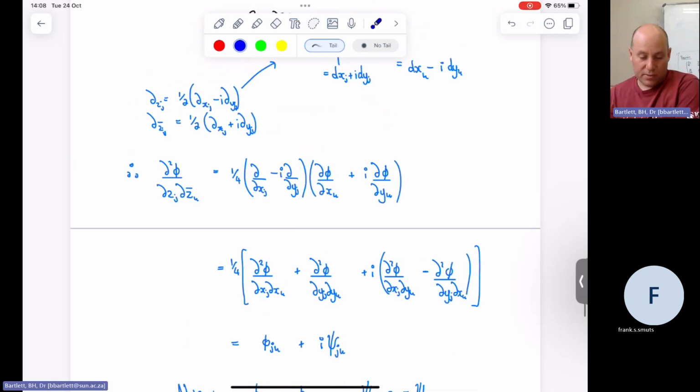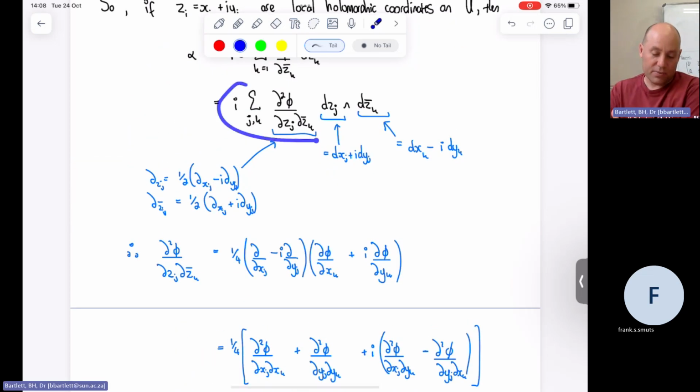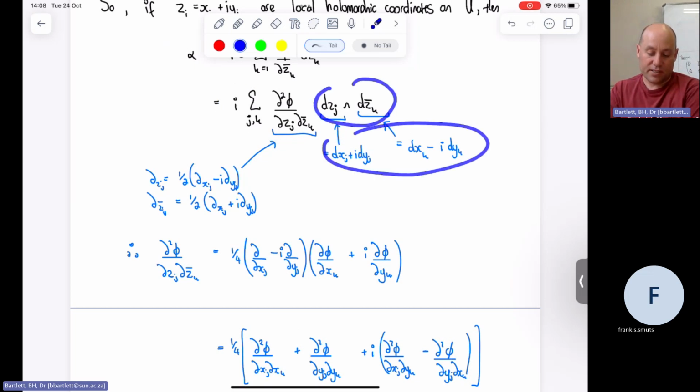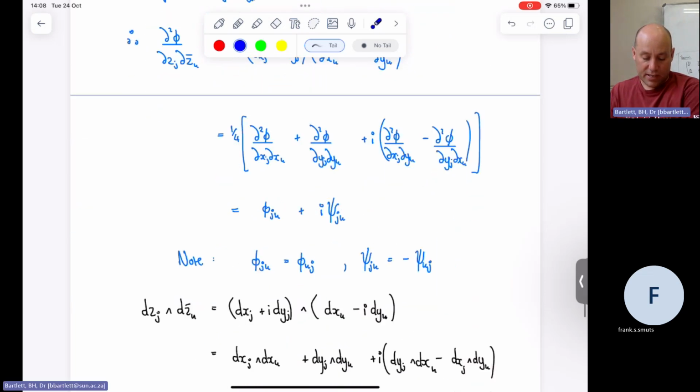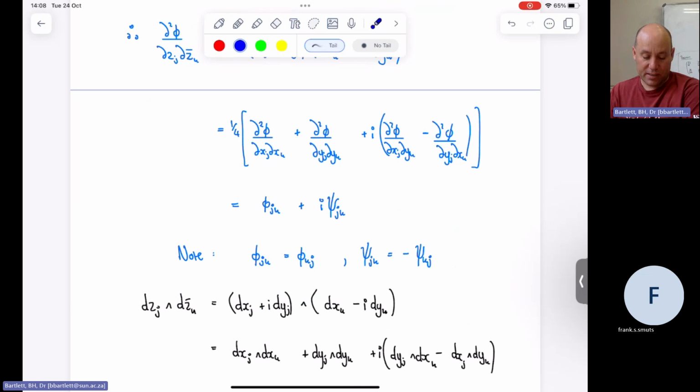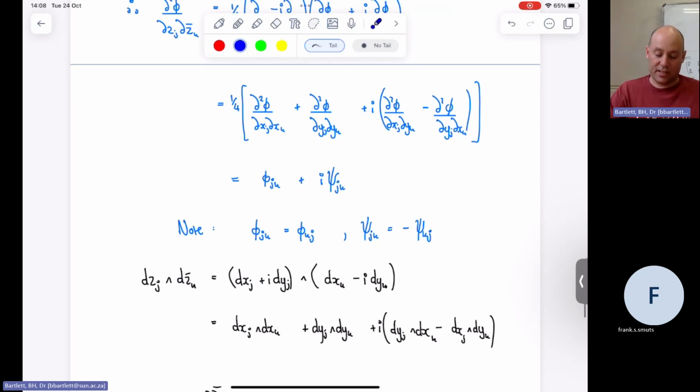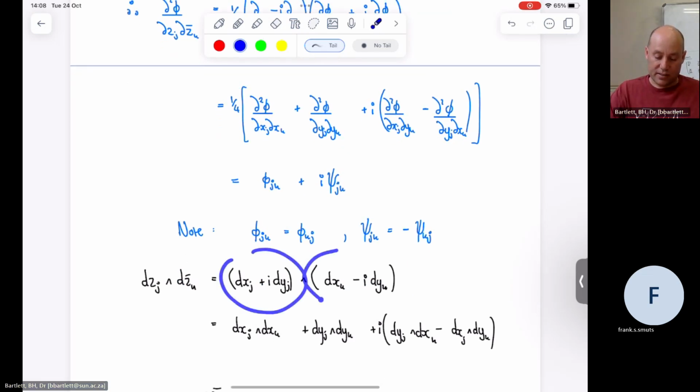So if I want to write this whole thing out now in terms of the real geometry, then I would want to express this in terms of this, and then this in terms of this, which I now do. Right? So the dz and dz bar, I can write in terms of the dx's and dy's like this. And then I just multiply that out.